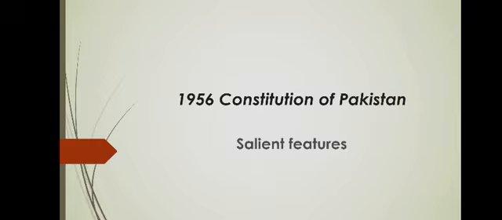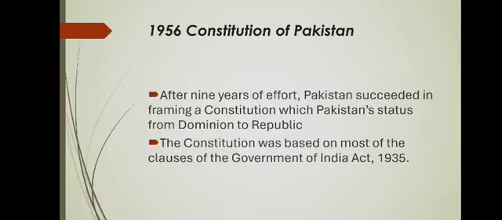When we talk about the Constitution of Pakistan, it was an outcome of 9 years of efforts, when Pakistani politicians, the Pakistani legislature, the first Constituent Assembly and the second Constituent Assembly compromised on certain issues which were the hurdle in the constitution making process, and ultimately the outcome was the 1956 constitution.